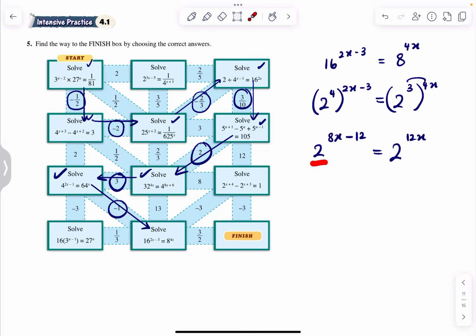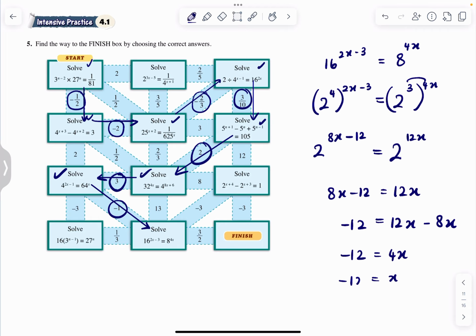Now since the base is the same, we can compare the powers. So 8x minus 12 equals to 12x. So 12x minus 8x is negative 12. Okay, basically I just brought the 8x over the other side. So 4x is negative 12. Therefore, x is negative 12 over 4, which is negative 3. Negative 3, oh, not finished. We haven't finished yet. Okay, so most probably this will be negative 3.